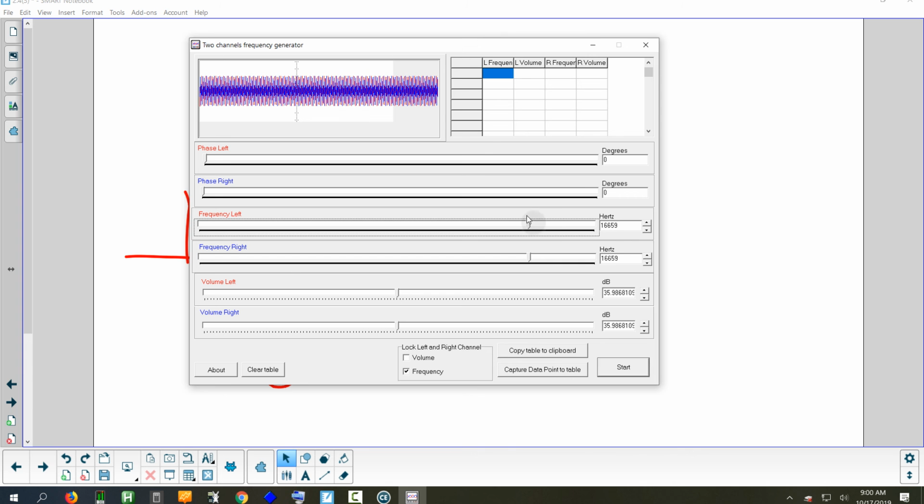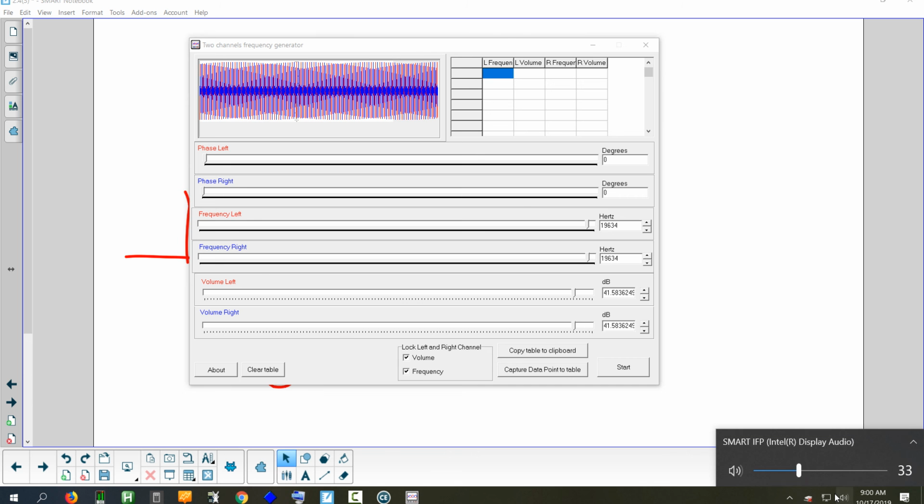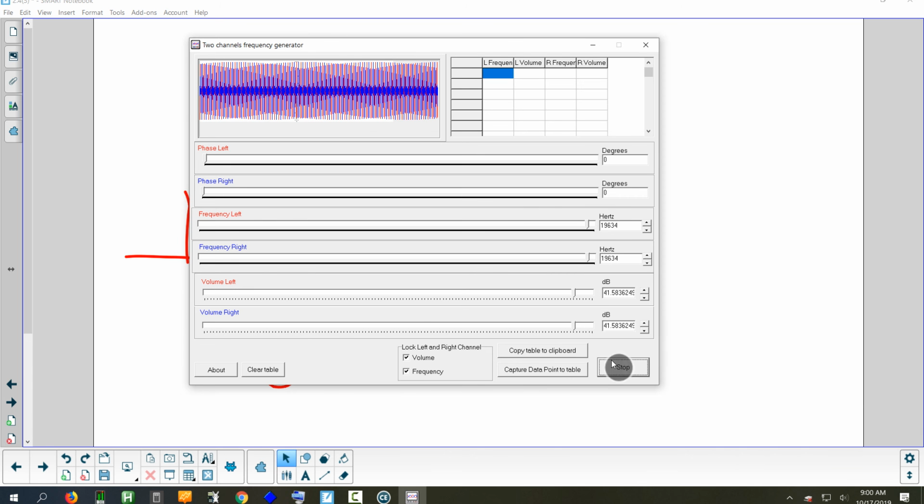So, and then if we go even higher, it'll probably be better if I turn this volume up and that volume down a little. So at 19.6, I don't hear that at all.